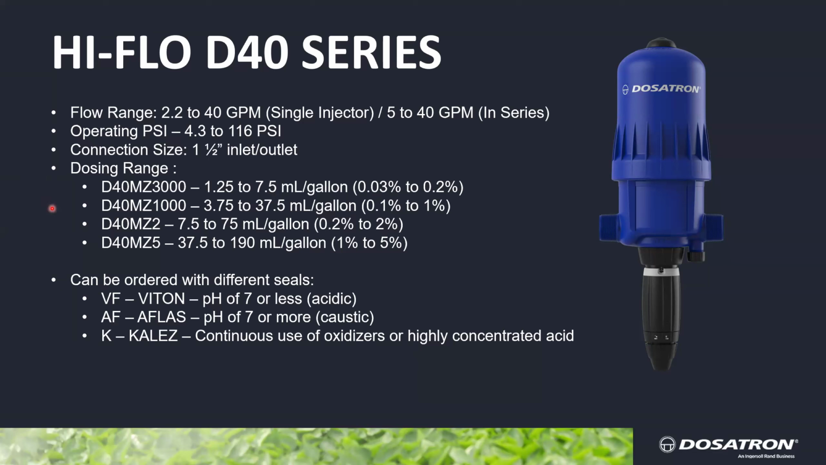We then go up to the D40MZ1000, which is 3.75 to 37.5 mil per gallon, or 0.1 to 1%. We have a D40MZ2, 7.5 to 75 mil per gallon, or 0.2 to 2%. And then our largest injection range is the D40MZ5, 37.5 to 190 mil per gallon, or 1 to 5%. This one can also be ordered with the 3 different seal types.